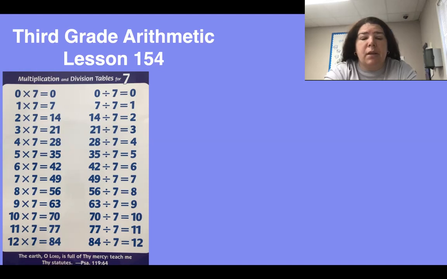56 divided by 7 equals 8. 63 divided by 7 equals 9. 70 divided by 7 equals 10. 77 divided by 7 equals 11. 84 divided by 7 equals 12.